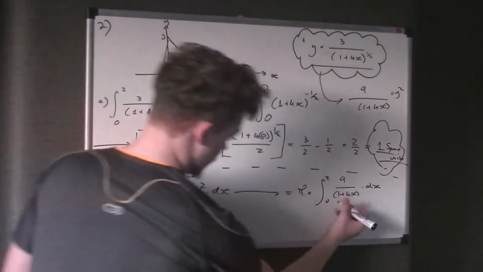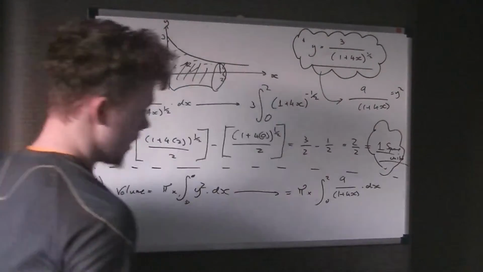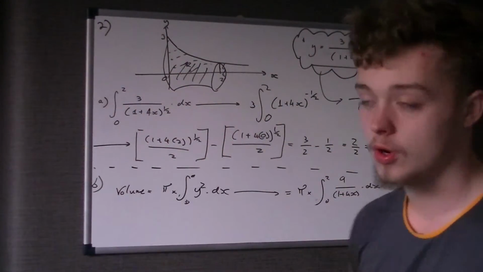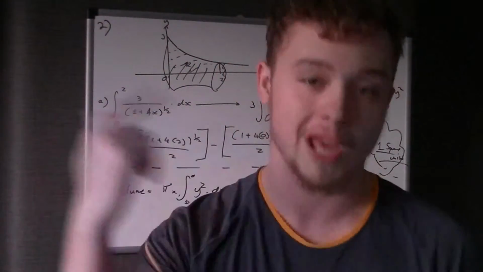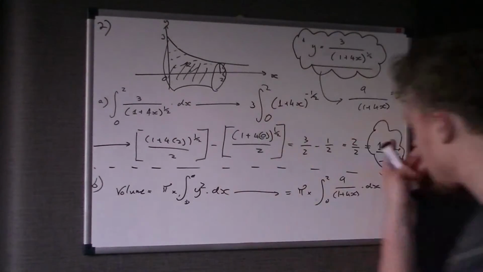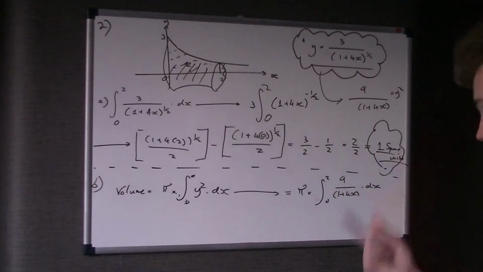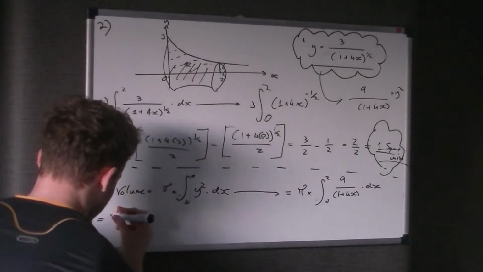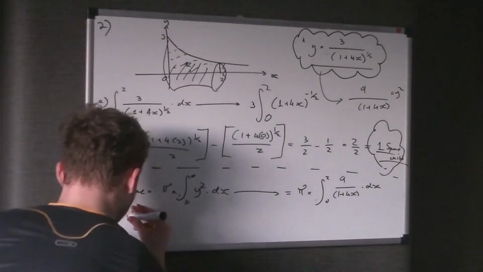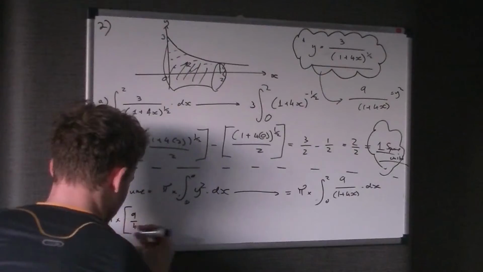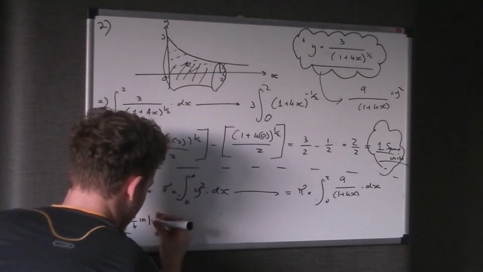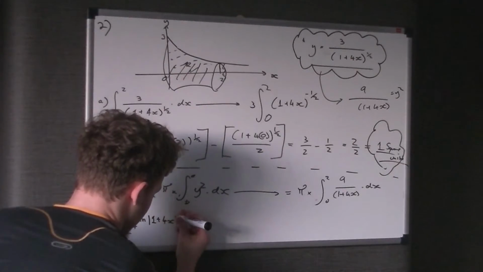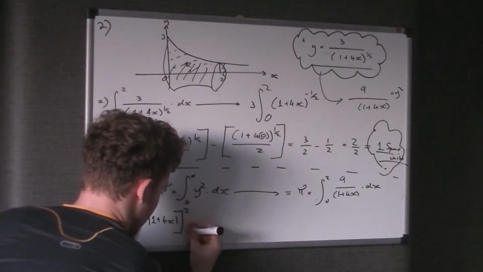So when we integrate 9 over 1 plus 4x, when we differentiate 1 plus 4x, we get 4. We need to do something to that 4 to get 9, and we can't do the adding business, we have to either multiply or divide. So to get from 4 to 9, we multiply by 9 quarters. So you stick with the volume idea: it's pi times, bracket this off, 9 quarters of ln of 1 plus 4x, with the limits of 2 and 0.